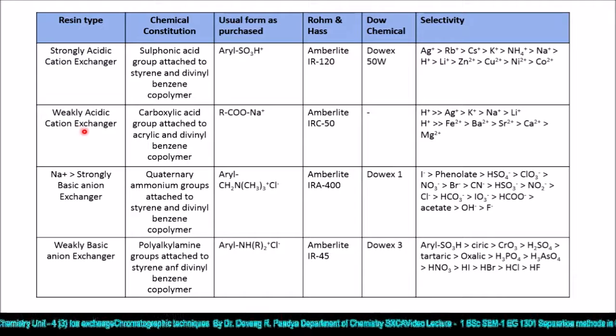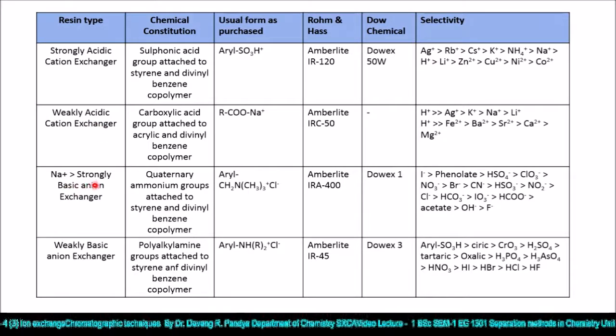Weakly acidic cation exchanger: carboxylic acid group attached to acrylic and divinyl benzene copolymer, usual form as purchased, that is RCOONa+, and brand name Amberlite IRC50, and selectively it can separate out H+, Ag+, K+, Na+, Li+, H+ greater than Fe2+ greater than Ba2+, Sr2+, Ca2+, and Mg2+. So this is the order of selectivity it can perform as a cation exchanger.